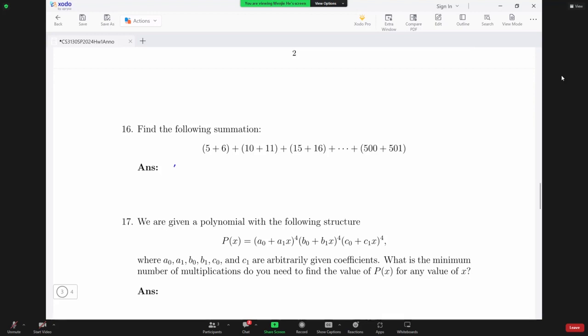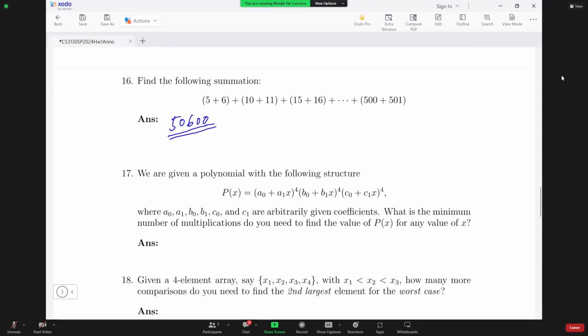Something like 50600. Okay. Because you need to split into some special structures. In my solution, I gave the formulas. All right. Number 17.